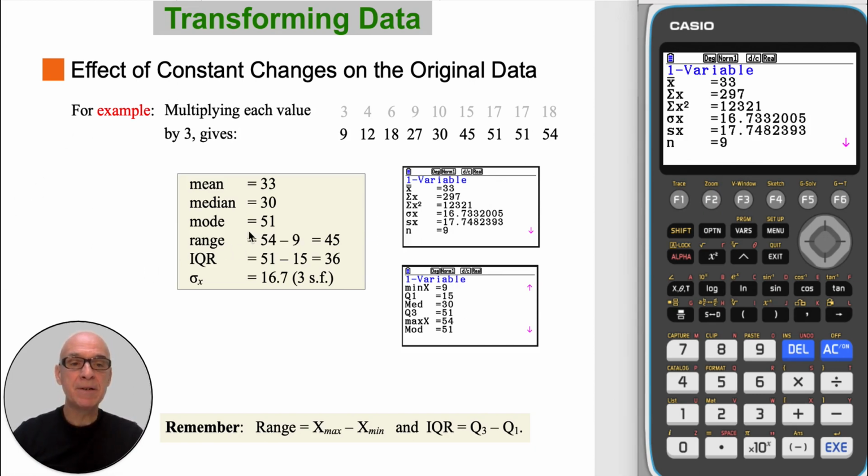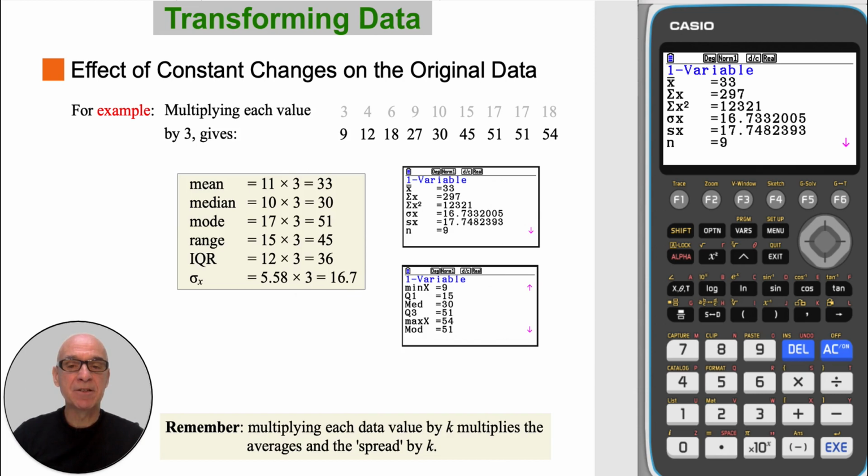The mean of this new data set is 33, the median is 30, and the mode is 51. The range, which is 54 minus 9, is equal to 45, and the interquartile range, which is 51 minus 15, is equal to 36, and the standard deviation is equal to 16.7, correct to 3 significant figures.